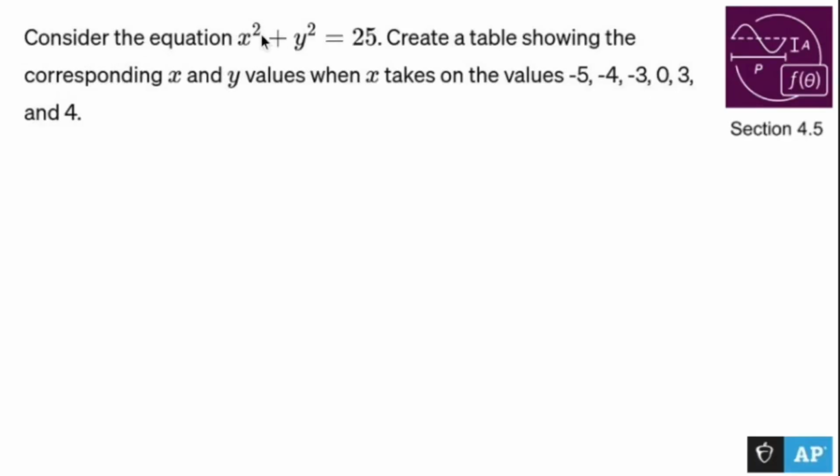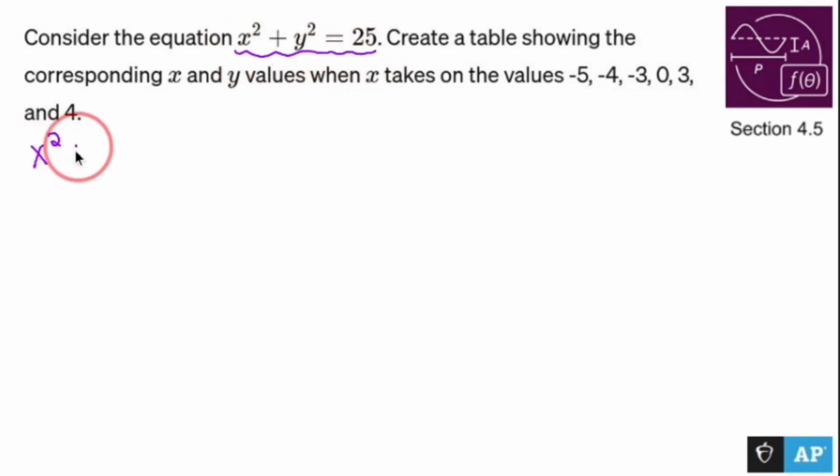Consider the equation x squared plus y squared equals 25. Create a table showing the corresponding x and y values when x takes on the values -5, -4, -3, 0, 3, and 4. So this is what I'm going to do. Before I create my table, what they're basically saying is, make a table, plug in these numbers for x, what y's do you get? So maybe I should take this and solve it for y.